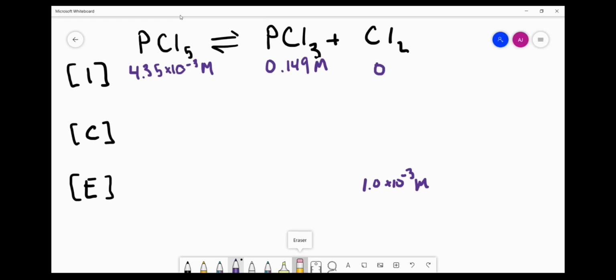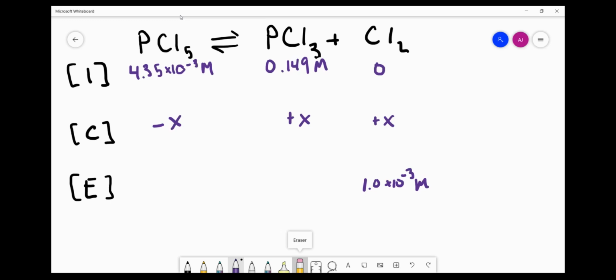An equilibrium system works stoichiometrically. So for every 1 mole of chlorine gas that's produced, we're going to produce 1 mole of PCl3. And for every 1 mole of the products which are produced, we consume 1 mole of the reactant.